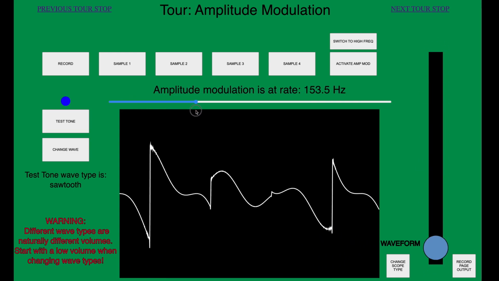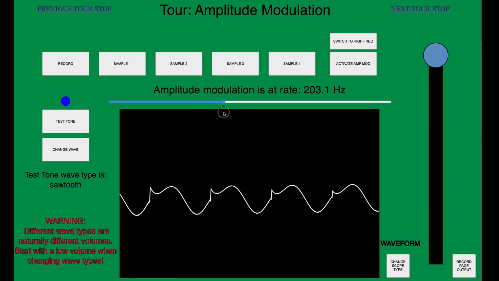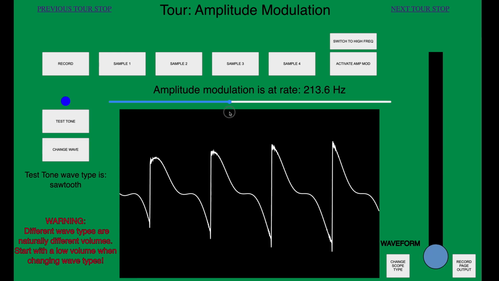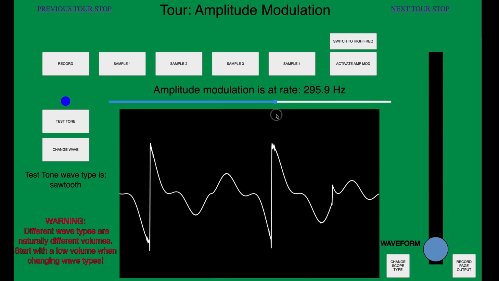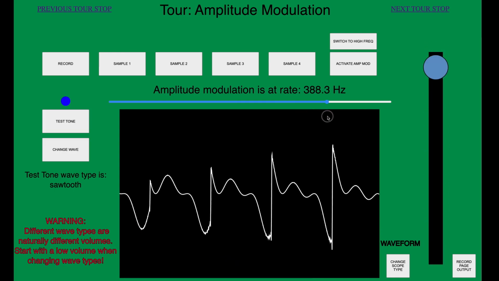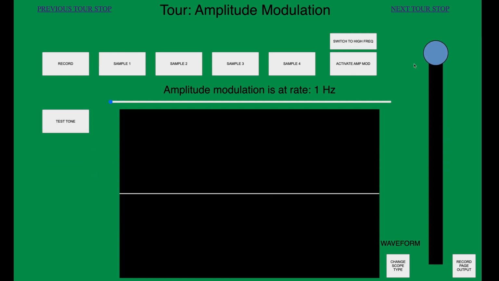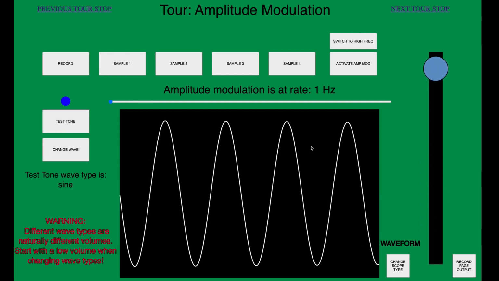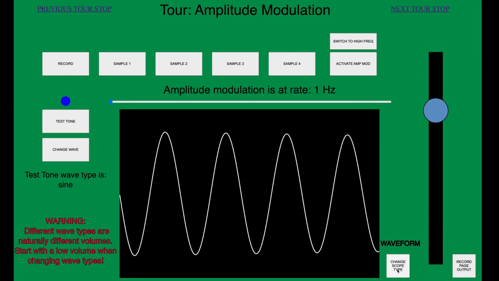Here's the sawtooth wave, same thing. Yeah, and that is amplitude modulation. Oh, one thing I forgot. You can also change the scope type, which is what this button does.